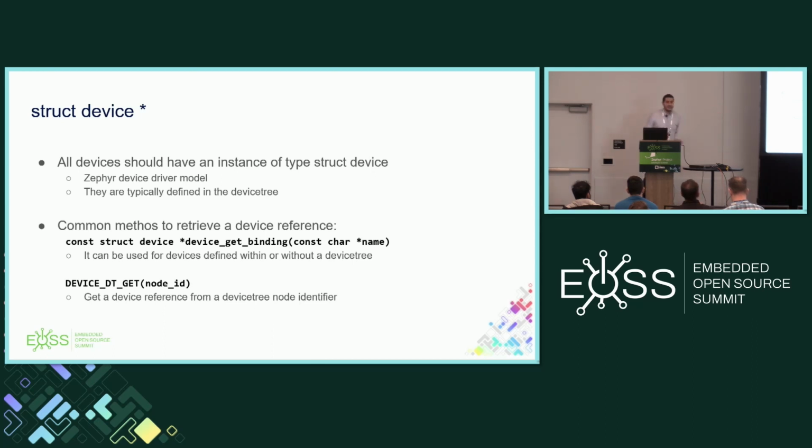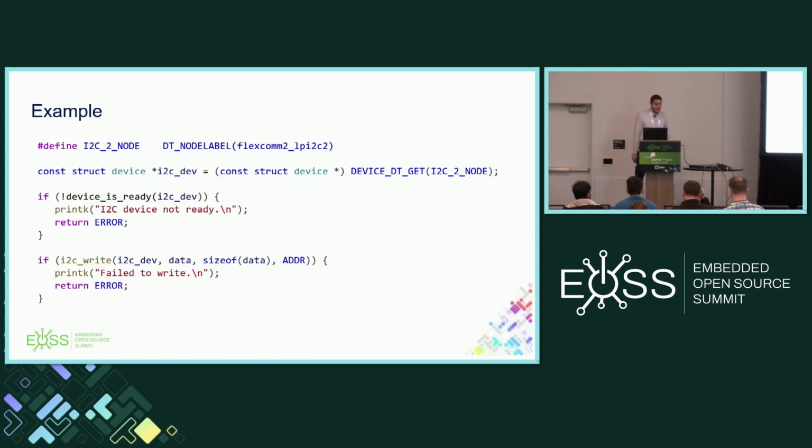Typically, we do it with device dt get. So let's see an example. Here we have a node label. I have a node called I2C2 node. In order to get the device, I just do device dt get, and now I can access the device. Now I can perform operations on this device.